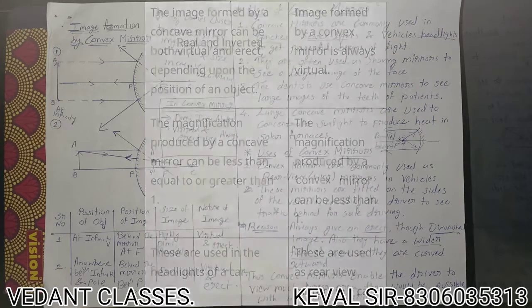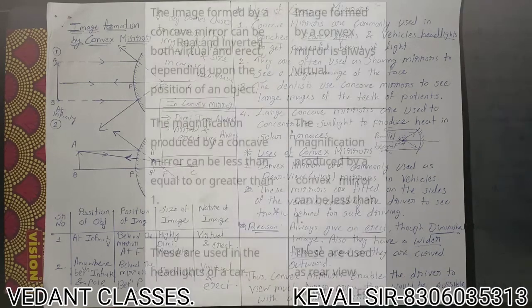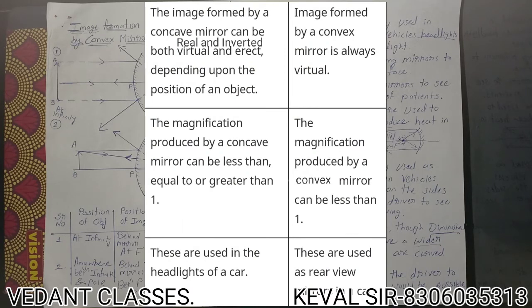Now magnification. The value of magnification can be less than 1, equal to 1, or greater than 1. Less than 1 is for the diminished image, equal to 1 is for the same-size image, and greater than 1 is for the magnified image. But in the case of convex mirror, the magnification is always less than 1, as we noted that it always forms a diminished image. In the last point, you can write the uses of concave mirror and convex mirror. Concave mirror is used in headlights, while convex mirror is used as a rear view mirror.